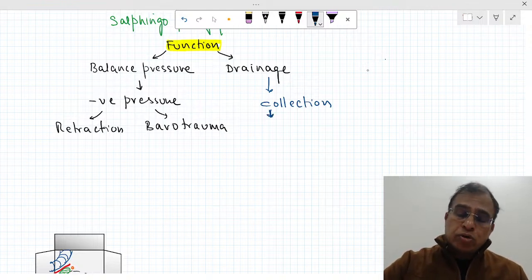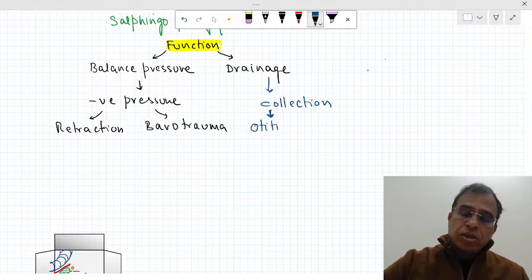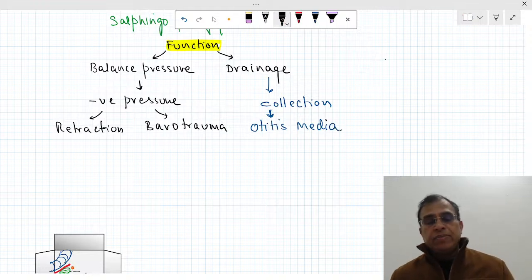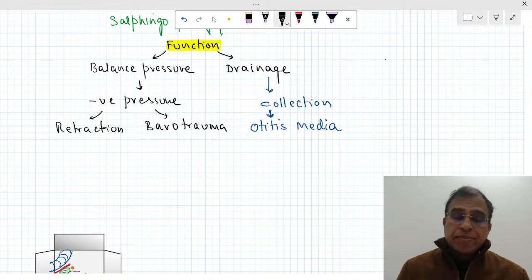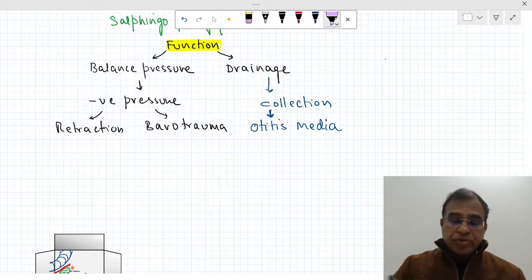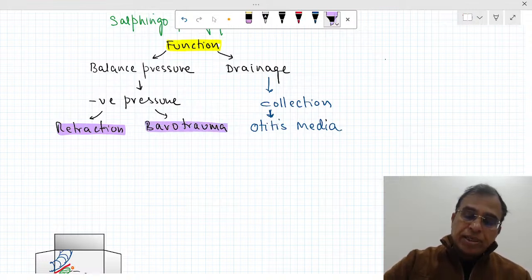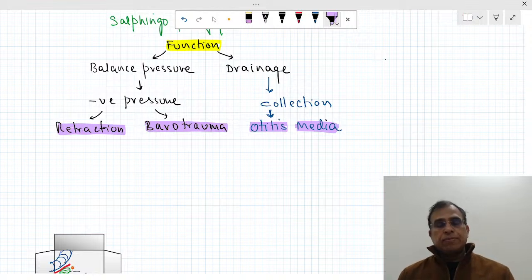What is infection of the middle ear also called? Infection of the middle ear is also called otitis media. See, the point is, if a eustachian tube gets blocked, it can lead to three problems. It can lead to retraction, it can lead to barotrauma, it can lead to otitis media. Three problems. Okay.